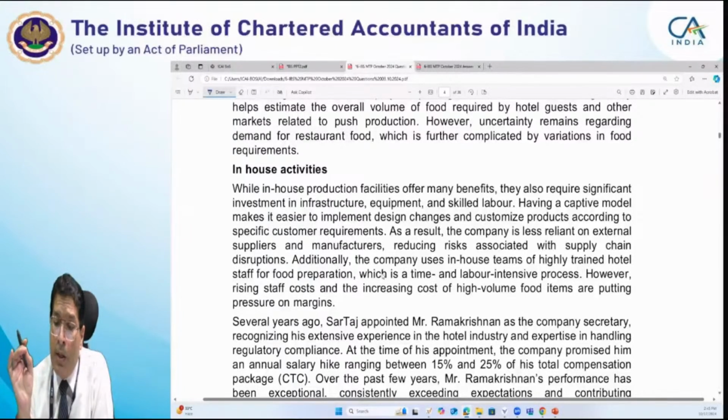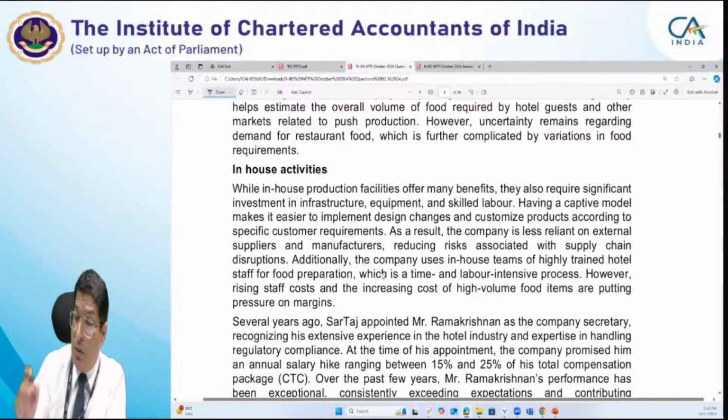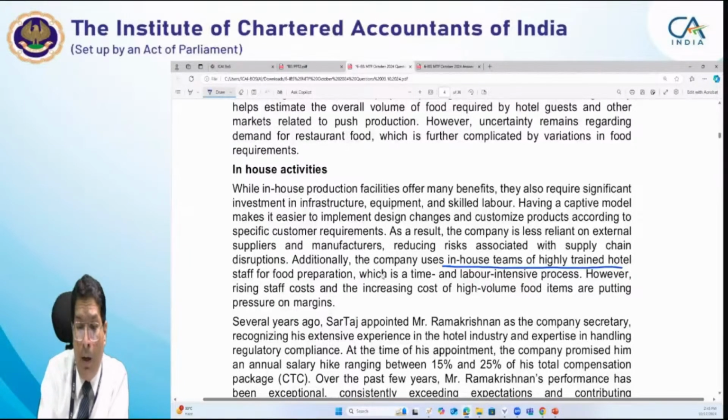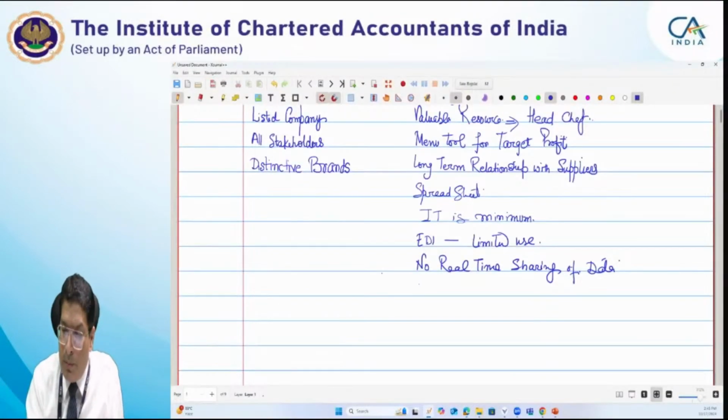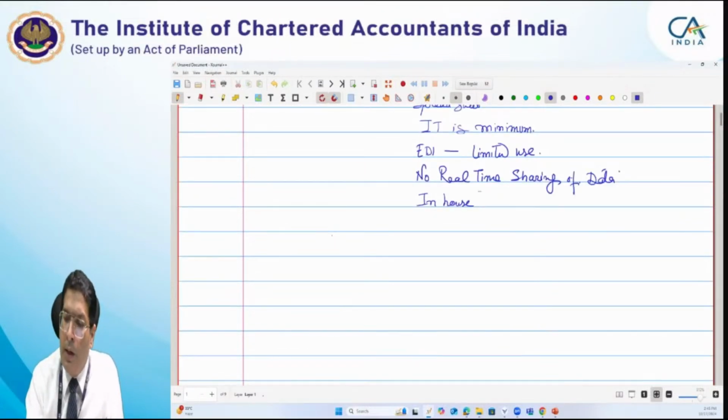Additionally, the company uses in-house teams. It is important to note that they use in-house teams of highly trained hotel staff for food preparation.